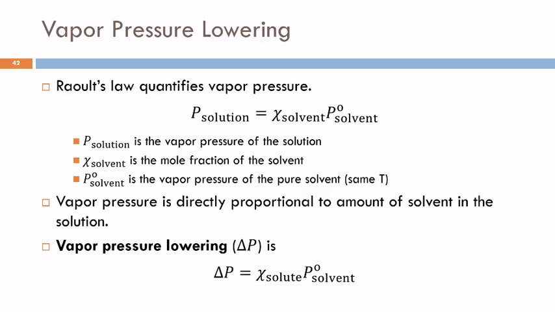So if we're interested in the vapor pressure lowering, how much does it become less? How much is it lowered? Then the change in pressure is equal to chi of the solute, the mole fraction of the solute, times the original pressure of the pure solvent. And there's a mathematical derivation there.